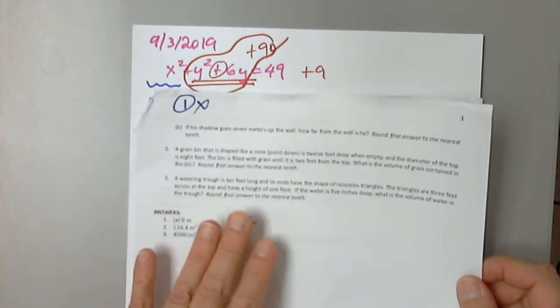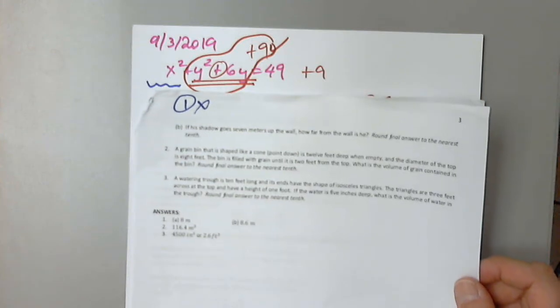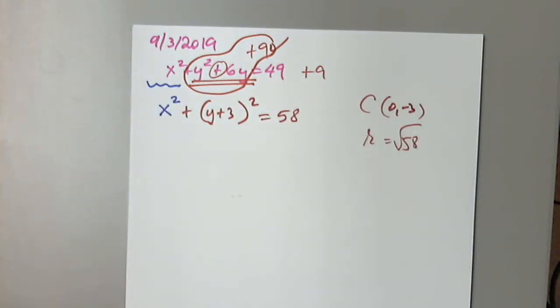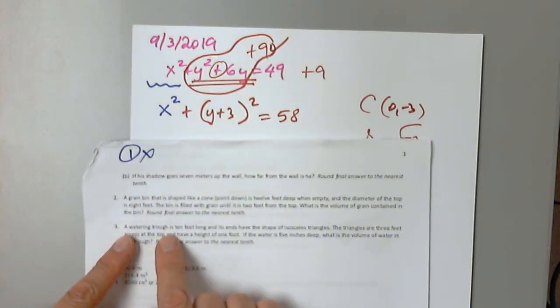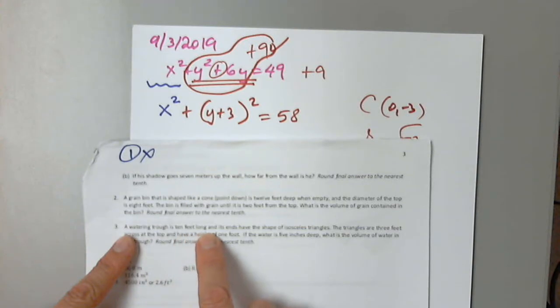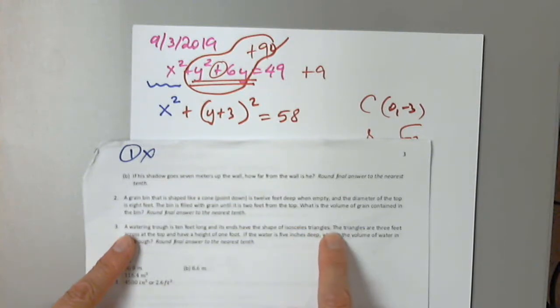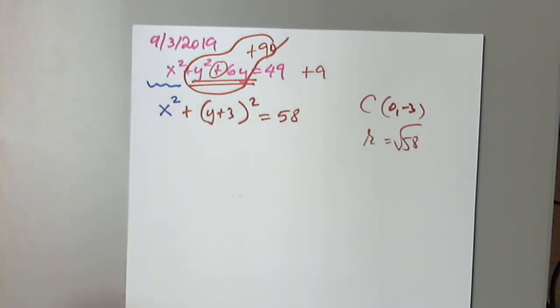So, expect something like this on the first test. So, this is very important. Okay, so let's take a look and read the problem. A watering trough is 10 feet long, and its ends have the shape of isosceles triangles. What is an isosceles triangle? It's a triangle with all three angles the same and all three sides the same.